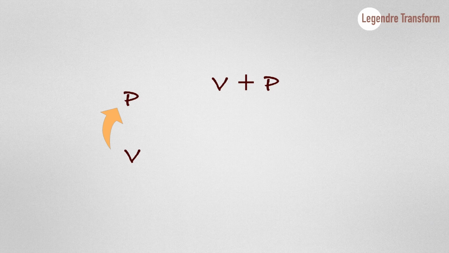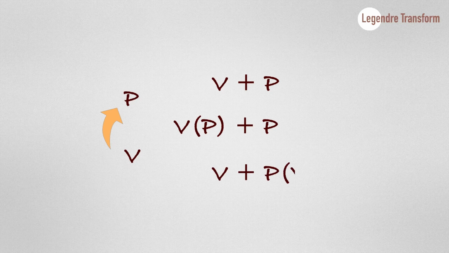And this can be made explicit if we say that, for example, volume of pressure plus pressure. And this would be the form of this expression where we make pressure the independent variable and make volume dependent on pressure. But alternatively, we can also do the opposite and say this is volume plus pressure of volume, like this. And then volume is now the independent variable and pressure depends on volume.